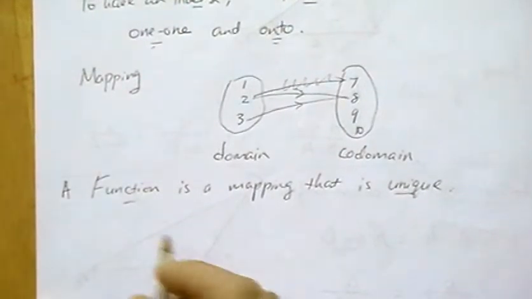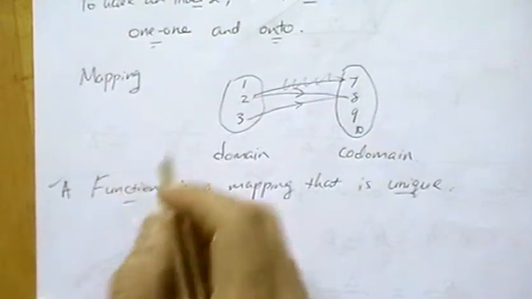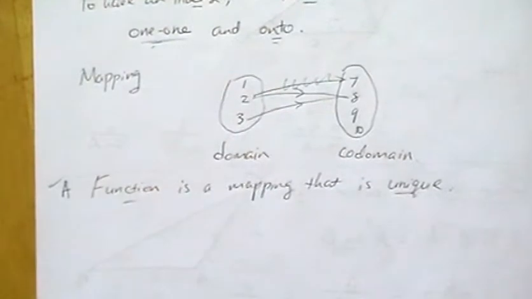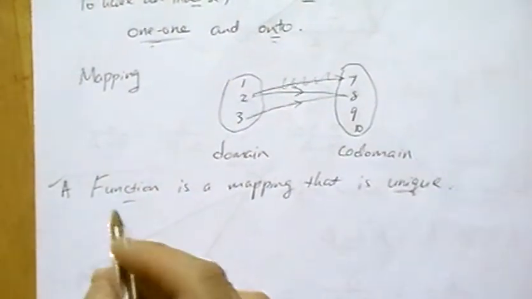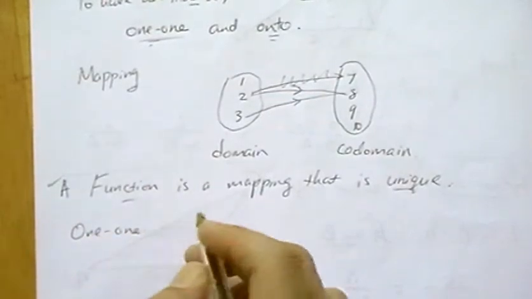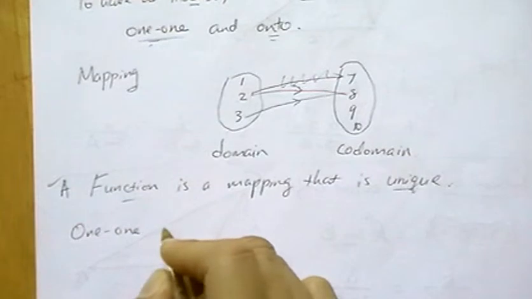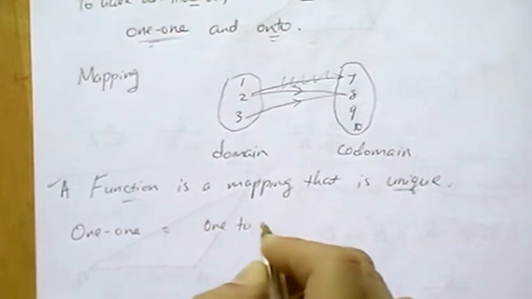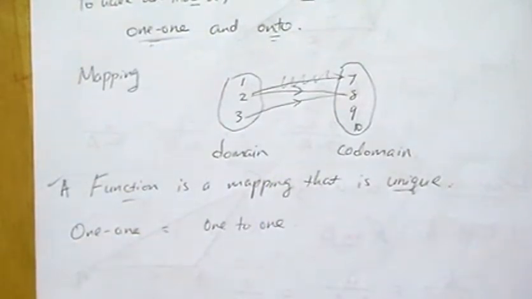Okay, so we have defined the function. Now let's go on to the idea of one-to-one. Now, what do we mean by 1-1? 1-1 is short for 1-to-1. Right? 1-1 is just a quick way to say 1-to-1.